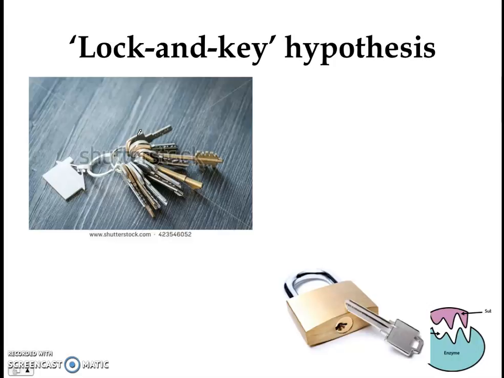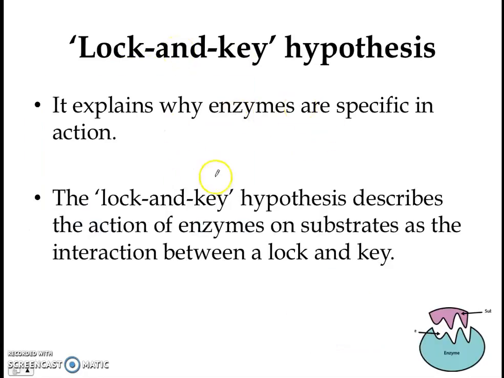You know, that frustration happens because locks and keys are very specific, right? One key unlocks one lock, and every lock is unlocked by a particular key. So it is here that we are going to talk about the all-important lock and key hypothesis. Now this lock and key hypothesis explains why enzymes are specific in action. And the lock and key hypothesis describes the action of enzymes on substrates as an interaction between a lock and a key, right?